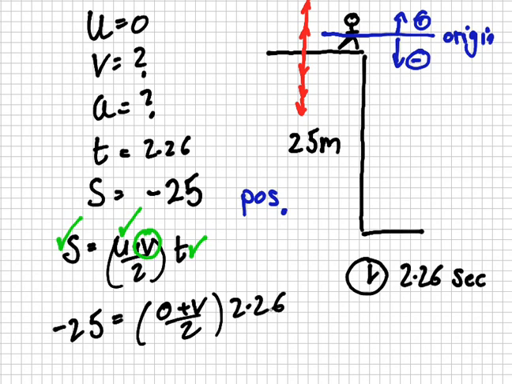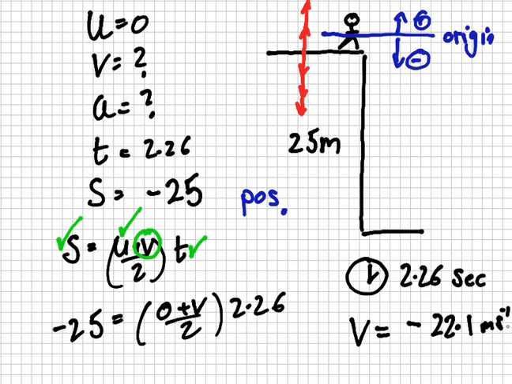I don't have my calculator. Amanda, can you give me this answer for V? Minus 22.1. Why is it minus, Amanda? Because it's going down.